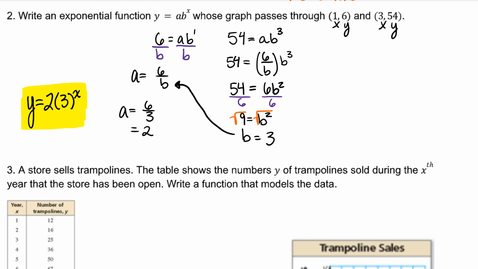Data do not always show an exact exponential relationship. When the data in a scatter plot show an approximately exponential relationship, you can model the data with an exponential function. A store sells trampolines. The table shows the numbers y of trampolines sold during the xth year that the store has been open. Write a function that models the data.